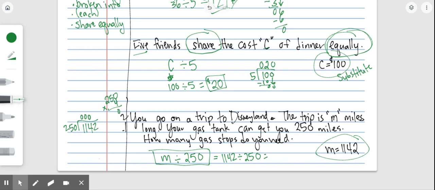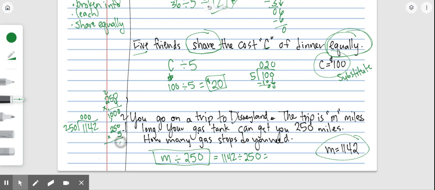4 times 0 is 0. 4 times 5 is 20. 4 times 2 is 8, plus 2 is 10. So that's 1,000. Okay, so that's a little low. It's lower than 1142. So I'm going to do 250 times 5 just to check.